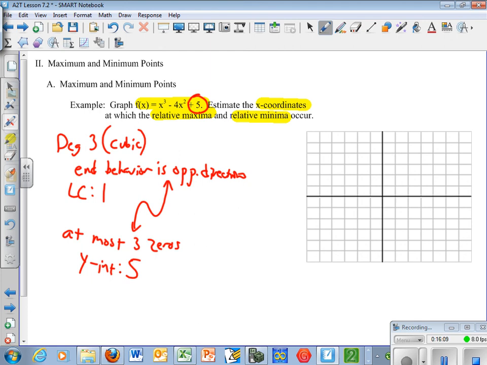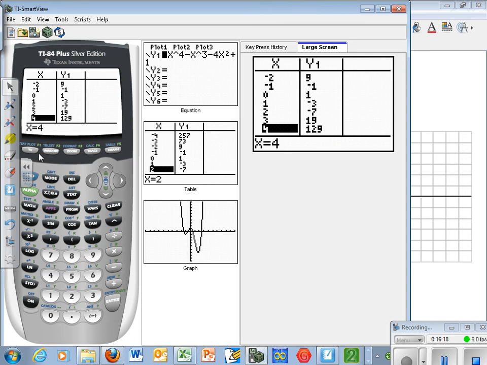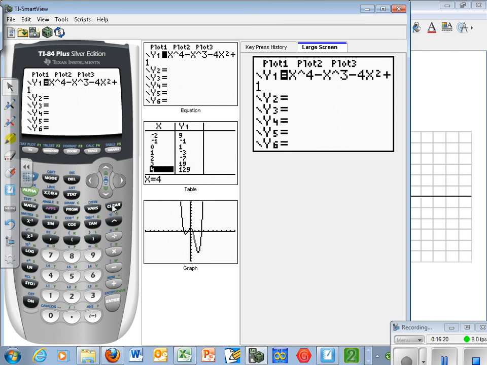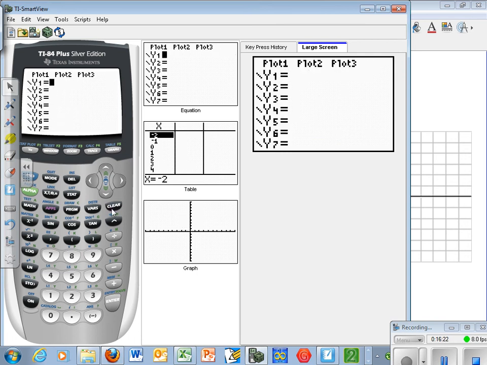Okay, so let's get the table function on our calculator, and let's plug that in. So y equals, let's clear that out. Let's put in x cubed minus 4x squared plus 5. And let's go ahead and hit second and table.